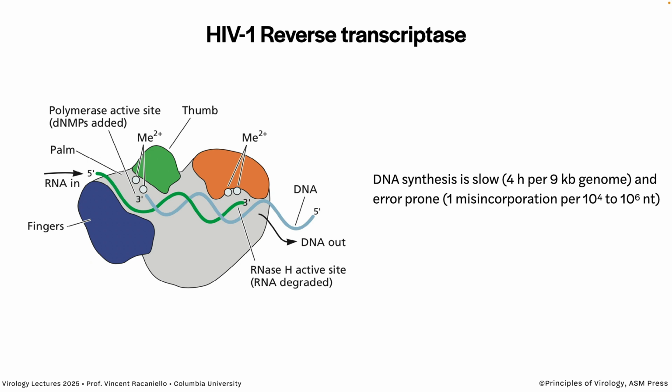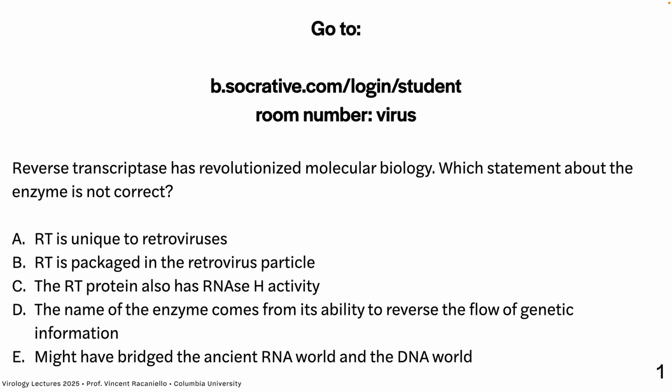How fast does this happen? It takes 4 hours to copy one viral genome. There's no speedster here, right? It takes a long time, and it's very error prone. It makes a mistake in every 10,000 to a million bases. And that's relevant for HIV. There's a huge diversity in HIV. Within a patient, the virus undergoes mutation to change and avoid antibodies. It's because of that error rate.